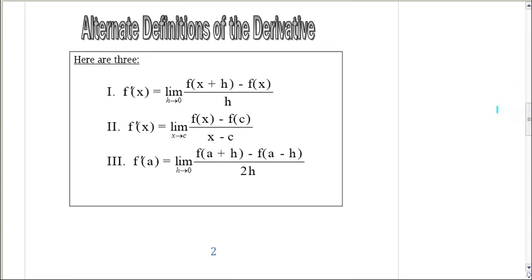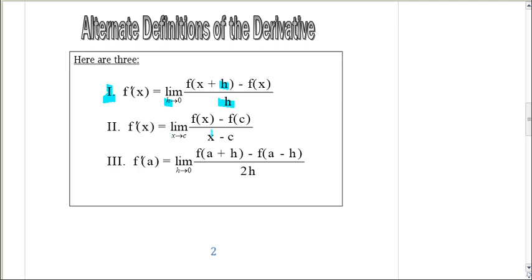There's also two other forms. The first one is the same as the delta x one, and the only difference is that I have h's. When they proved it, they just said that the small change was called h. No biggie. You just put x plus h into the function instead of x plus delta x.